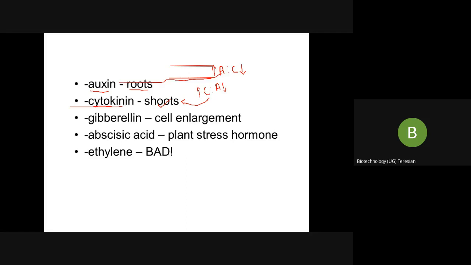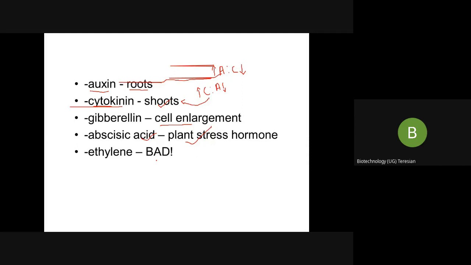This one you just have to imprint in your mind, never to forget. Gibberellins are involved in cell enlargement or cell elongation also. Abscisic acid, it depends. It depends whether it is a stimulator or whether it can inhibit the callus growth. Depending on that, you have to use the abscisic acid. Otherwise, it indicates the plant stress hormone. Ethylene we don't use because it is only used for fruit ripening.